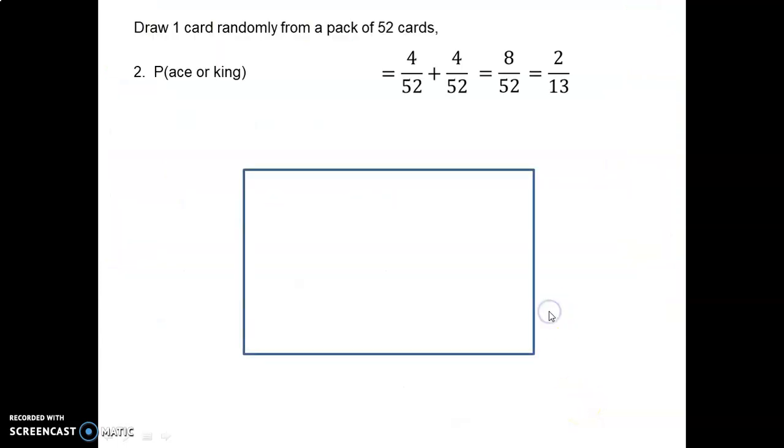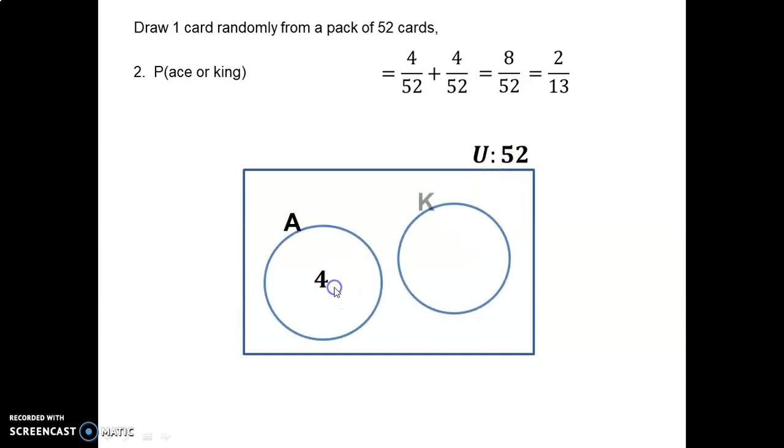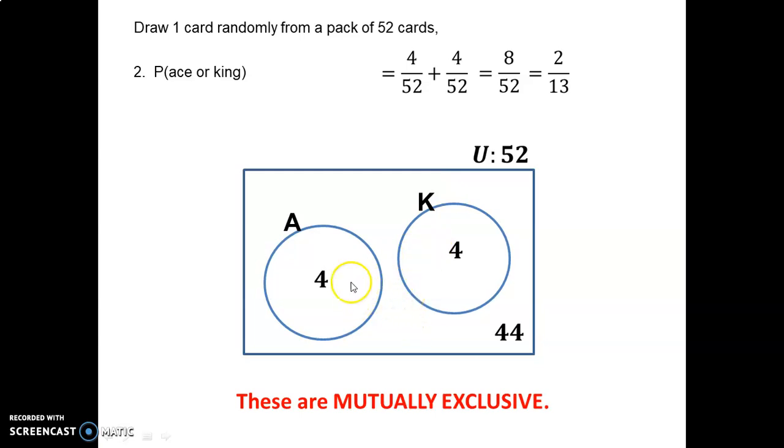So this can be represented in a Venn diagram as well. We have our universal set, 52 cards. Here's aces, there are 4 of them. Here's kings, there are 4 of them. There is no overlap because a card cannot be an ace and a king. So these are mutually exclusive. There's 44 other cards out there because there's 8 here. And again, mutually exclusive. And we can see here clearly 8 out of 52.